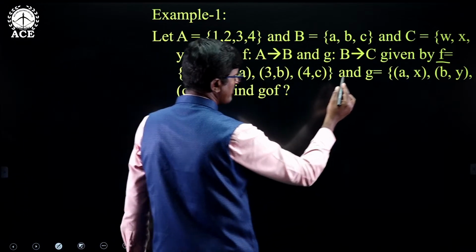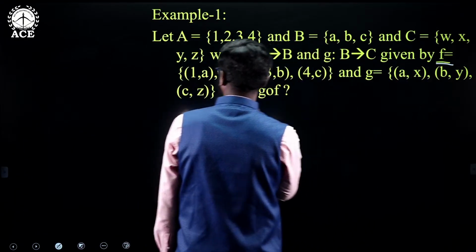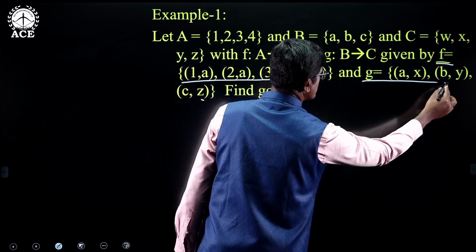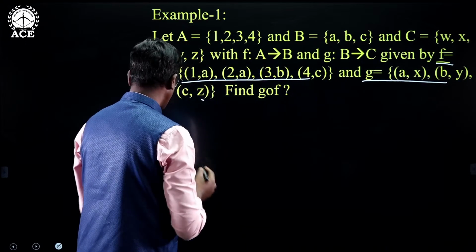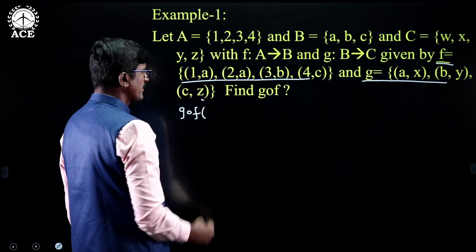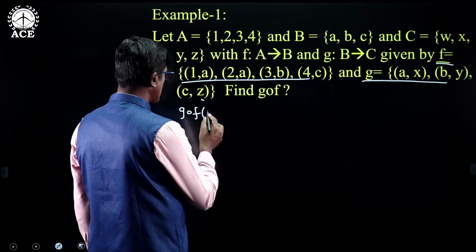So this is the function f, and this is the function g. Given the f function and the g function, find g circle f. So what is g circle f? What is g circle f of 1?